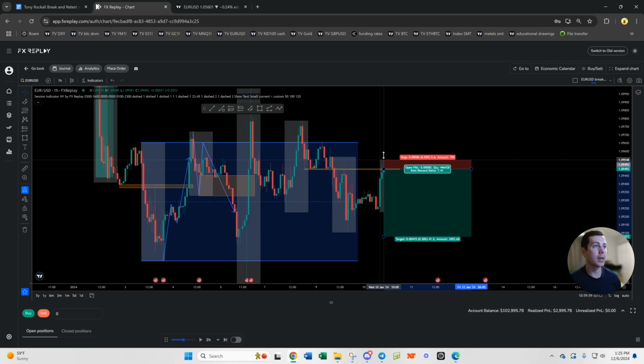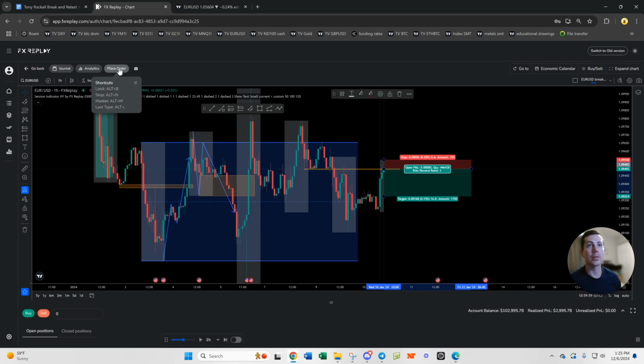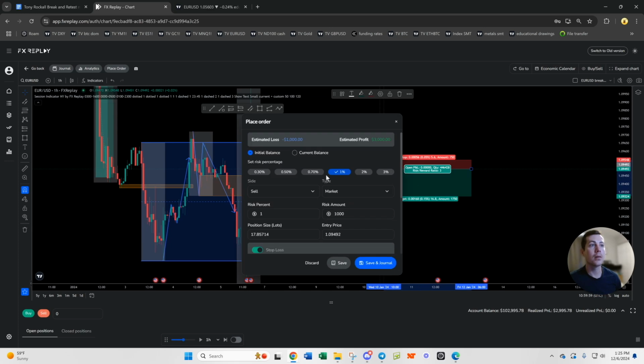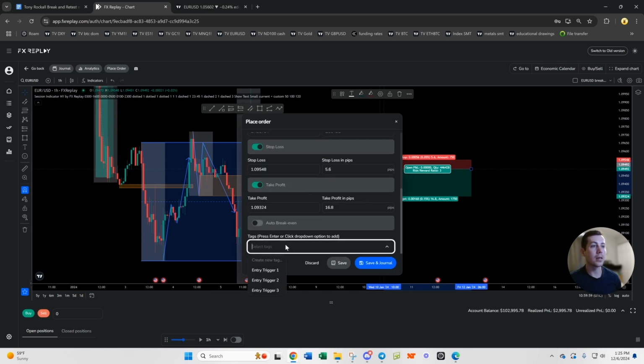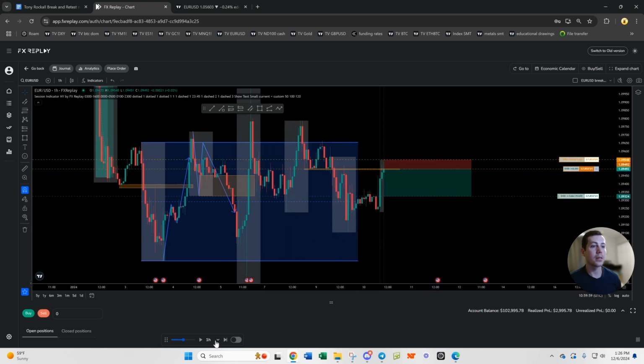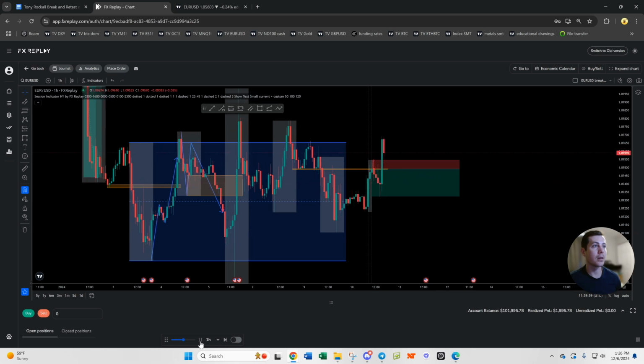We'll just use the wick high as our stop loss, and the 3 R's here is actually not going to be that big of a move. Right about to there, so place the order. Oops, gotta make sure I've got it selected. Place the order, 1% of initial balance, market entry, and this is our multiple wicks, so entry trigger number 2. And let's see how this one will play out.